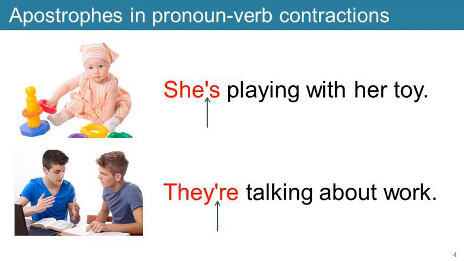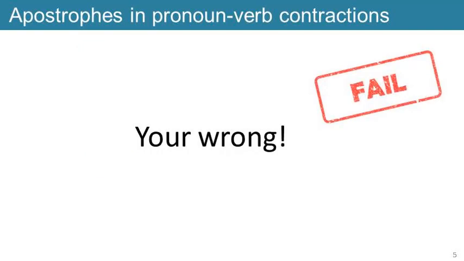When you write the contraction, you need to put in an apostrophe to show where the first letter or letters of the auxiliary verb have been left out. In these sentences, the I of is and the A of are have been omitted. Now that you know what pronoun-verb contractions are and that they always need an apostrophe, you will hopefully not be tempted to correct someone on the internet by writing, "You're wrong."